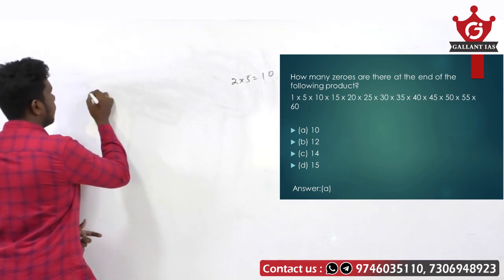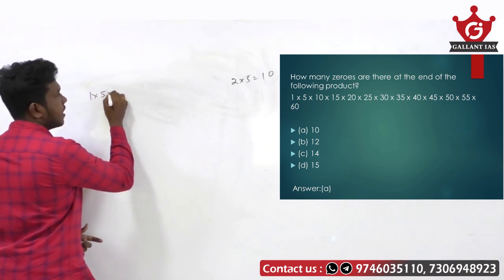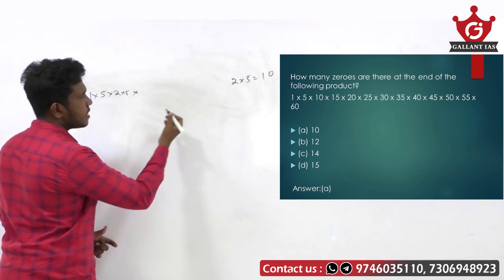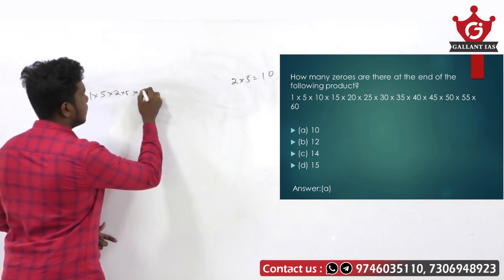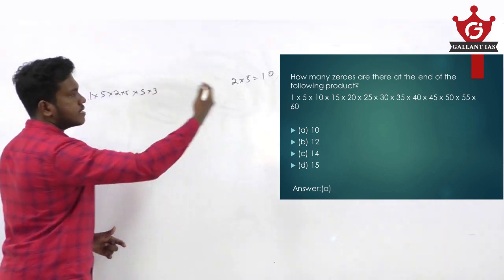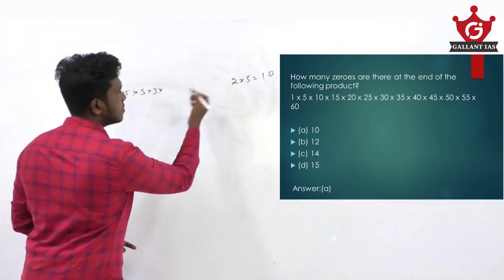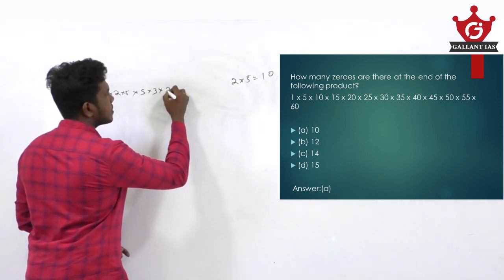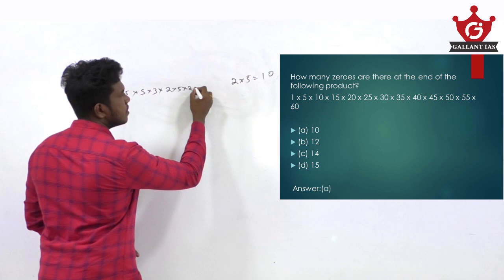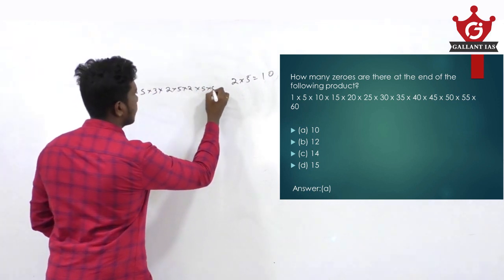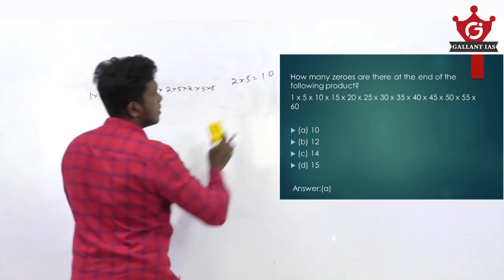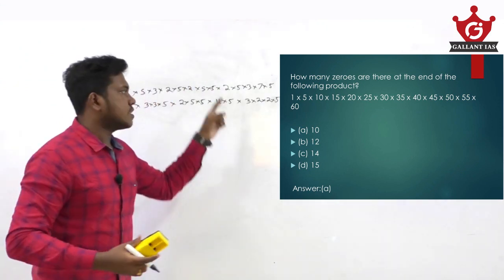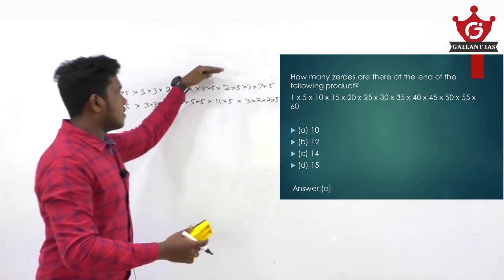So look here, 1 into 5 into 10, how can you write it? 2 into 5, right? 15, how can you write it? 5 into 3, right? Similarly, factorize every number. 20, it is 2 into 5 into 2, 25, it is 5 into 5. So factorize like that till 60. Now we have factorized each and every number from 1 to 60, right? So I wrote it in 2 steps.